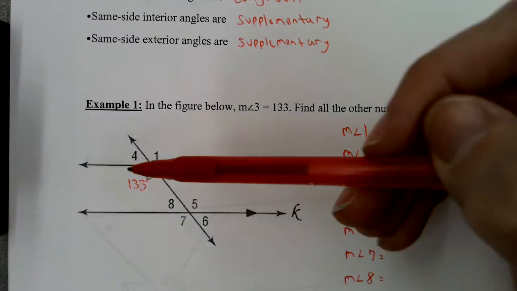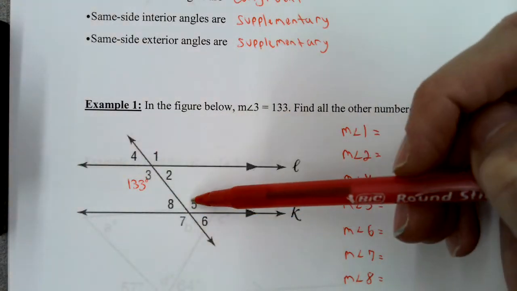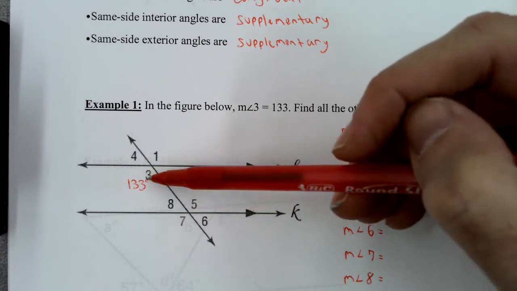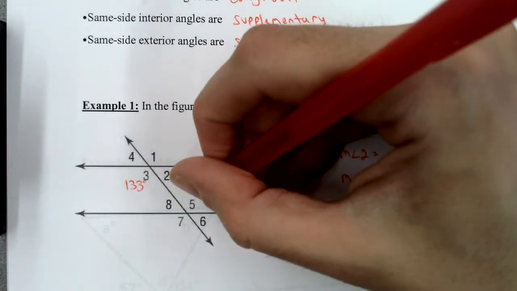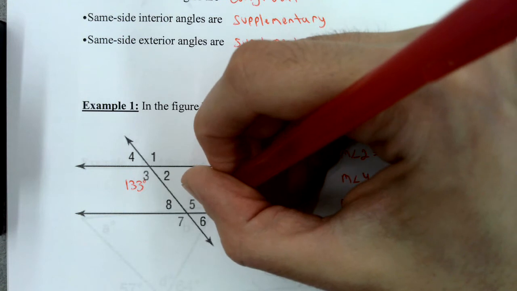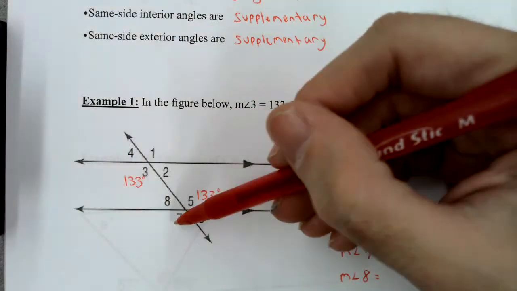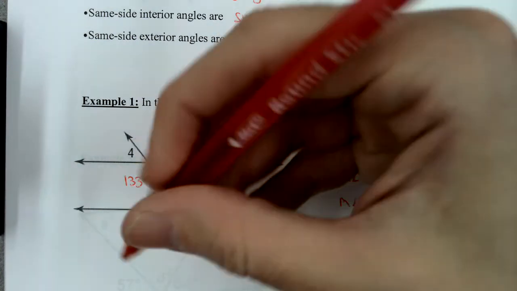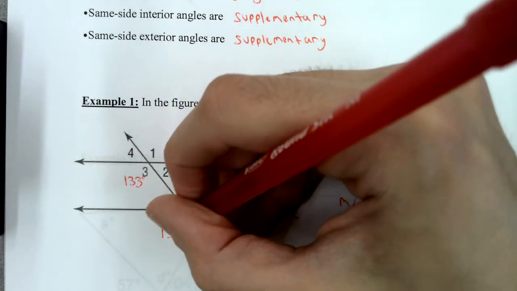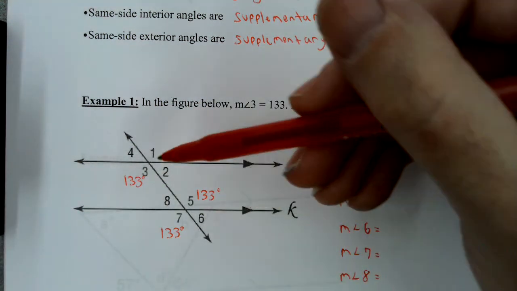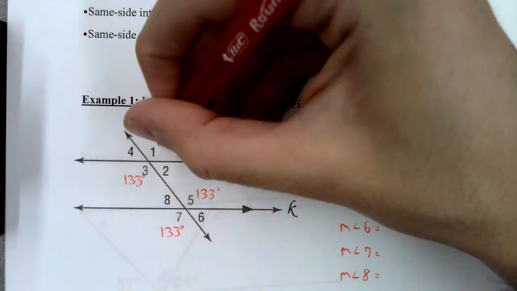So angle 3 and angle 5, look at those. Those are alternate interior angles, and they are congruent. So angle 5 is also 133. Look at angle 3 and angle 7. Those are corresponding angles, and corresponding angles are congruent. Angle 5 is a corresponding angle with angle 1, so that's also 133.